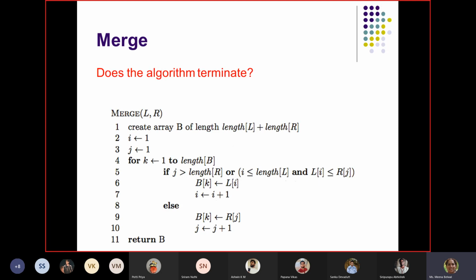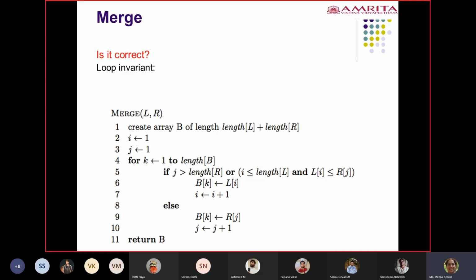So the next question is, does the algorithm terminate? Again, to prove that the algorithm terminates, we can prove it by taking an example. You can always say that if there are 8 elements, this is how it terminates, so you can always prove it by the method of induction. Is it correct? Yes, it is correct. How is it correct? To prove the correctness, we again can take an example and prove it by induction.